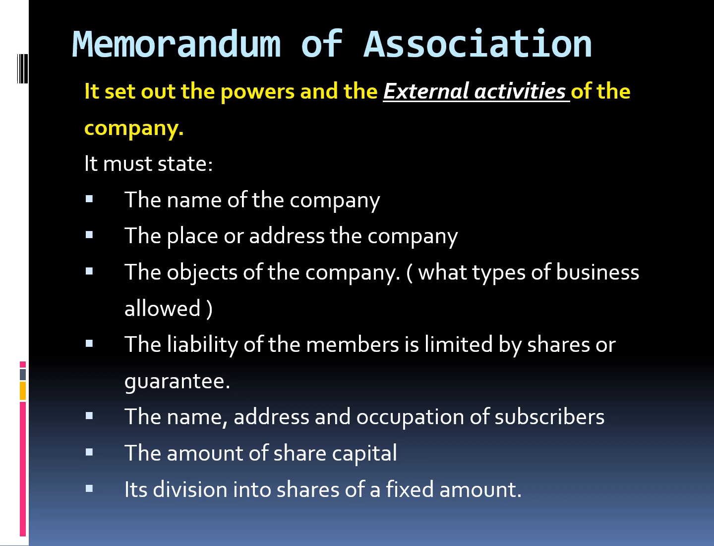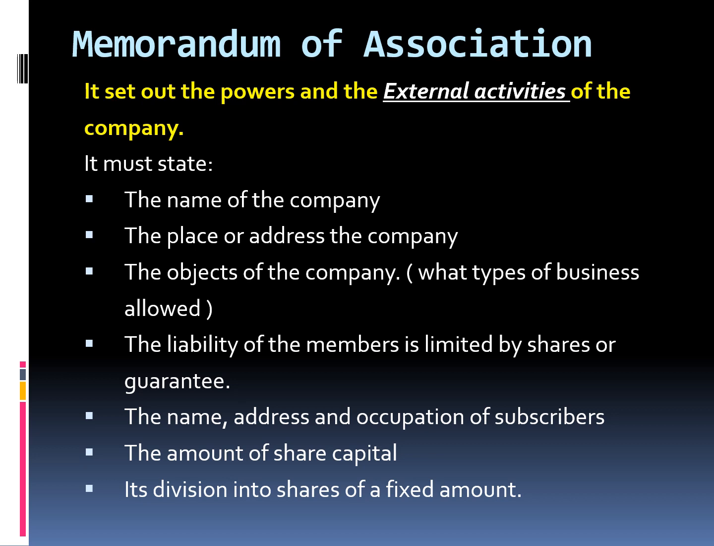So, dalam Memorandum of Association tu, dia akan ada maklumat on kuasa dan juga aktiviti-aktiviti luaran company. Okay, antara item yang ada dalam Memorandum of Association is the name of the company. Mesti ada nama company, the place or address of the company, and the objects of the company, meaning that what types of business allowed ataupun what type of business yang company sedang buat lah. Okay, and then the liability of the members is limited by shares or guarantee, kena state dalam Memorandum of Association. Sama ada the company is limited by share ke ataupun limited by guarantee.